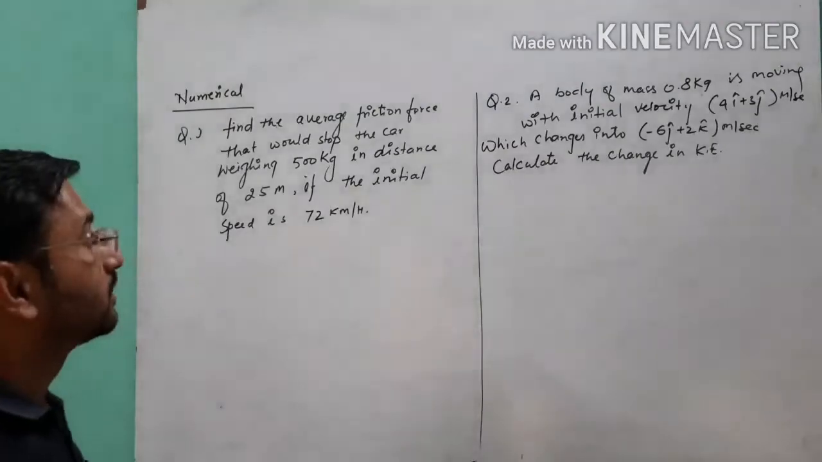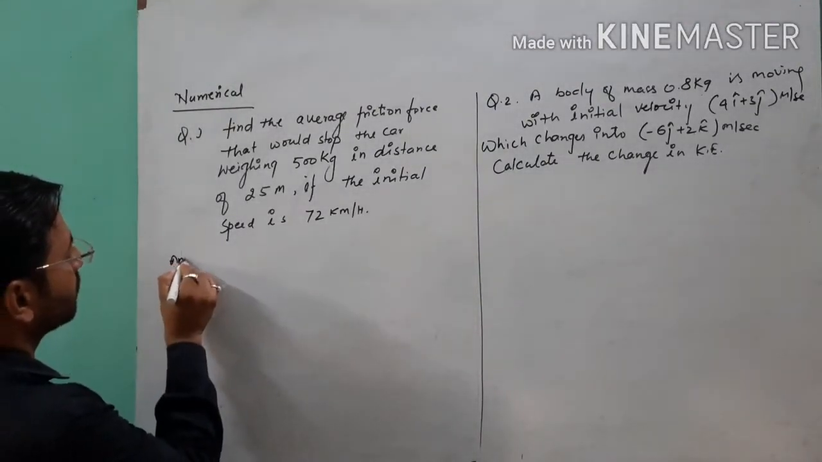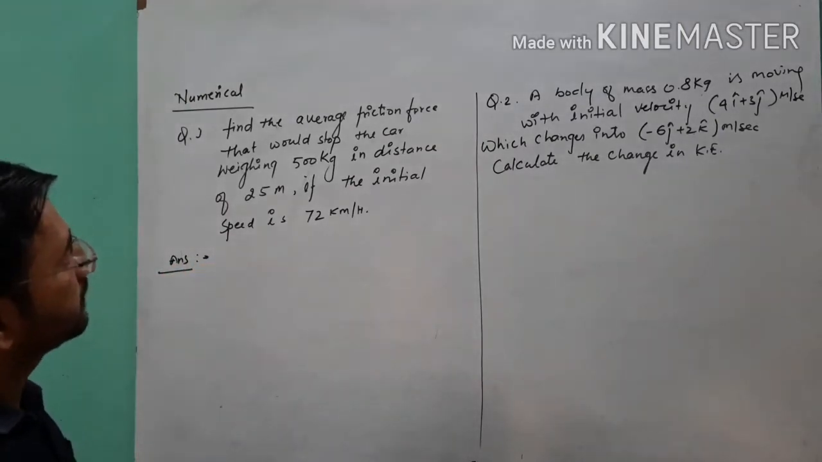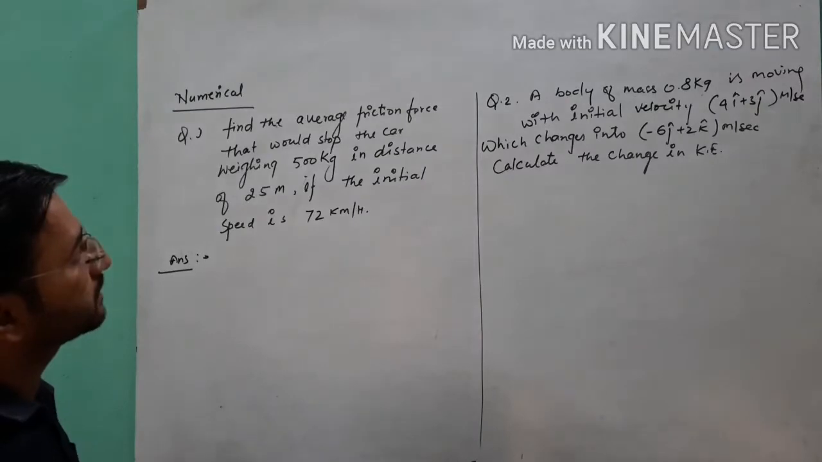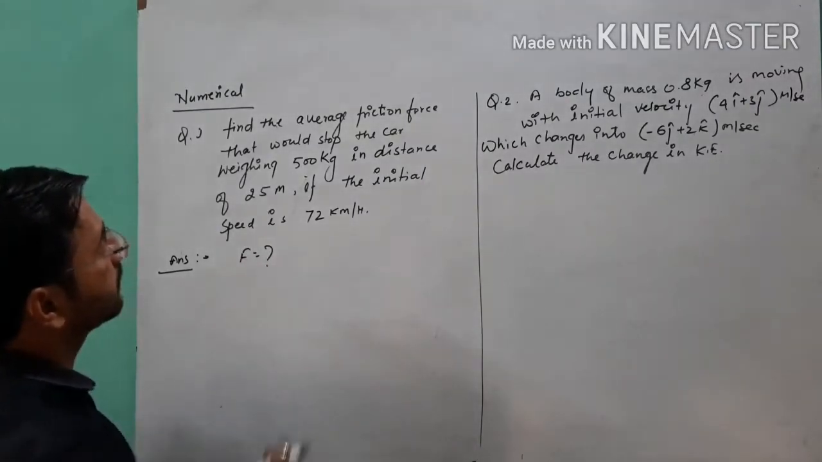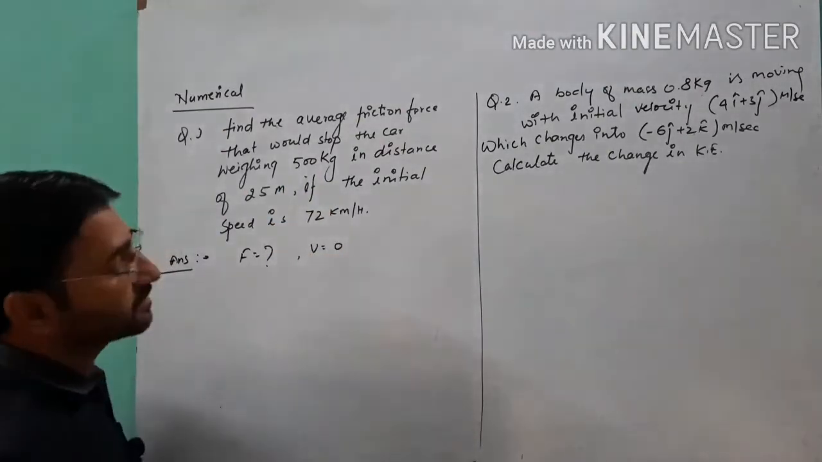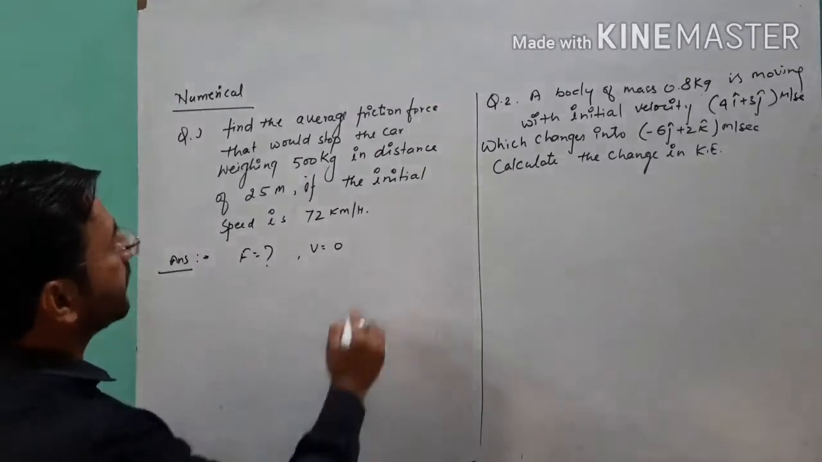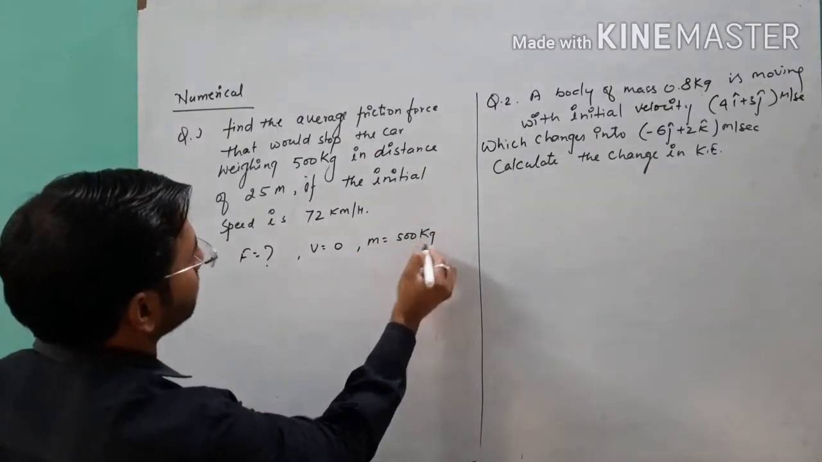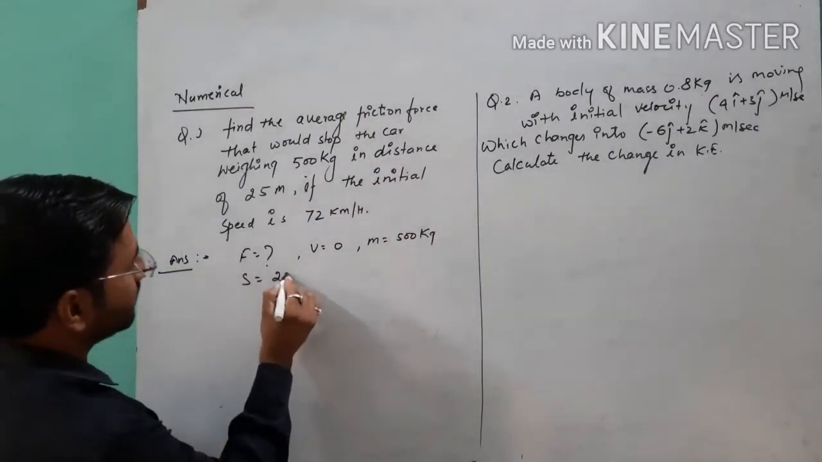Now see student, these are two numericals for you based on the work energy theorem. See, the first numerical is in front of you. Find the average frictional force, which is the question mark, that would stop the car. It means that the final velocity of the car is 0, of a car weighing 500 kg, in a distance of 25 meter.